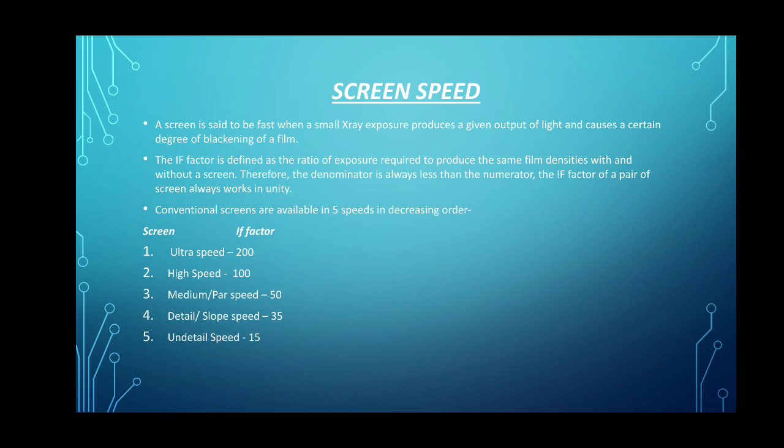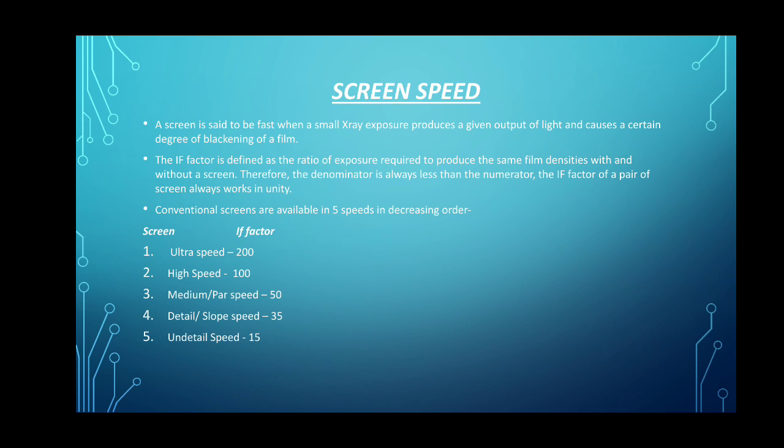Screen speed. A screen is said to be fast when a small amount of radiation produces a given output of light and causes a certain degree of blackening of a film. The intensification factor is defined as the ratio of exposure required to produce the same film density with and without a screen. Therefore, the denominator is always less than the numerator, so the intensification factor of a pair of screens is always more than unity.